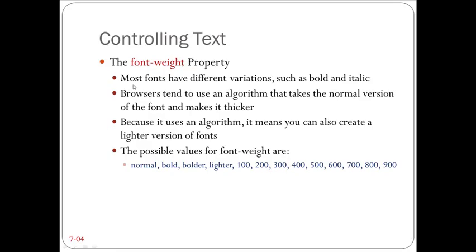The font-weight property. Most fonts have different variations, such as bold or italic. Well, browsers, instead of using the actual font Arial Italic or Arial Bold, tend to use an algorithm that takes the normal version of the font and makes it thicker. Because it uses an algorithm, you can also create lighter versions of fonts that may not have that lighter version. All the possible values for font-weight are normal, bold, bolder, lighter, and then 100 through 900 in 100 increments. You could not do something like 150 or 101. They have to be in 100 increments.